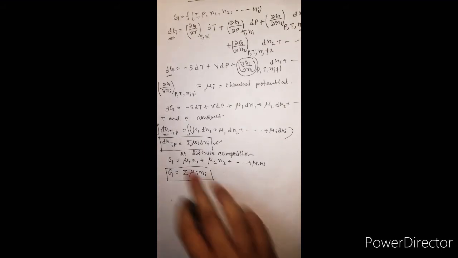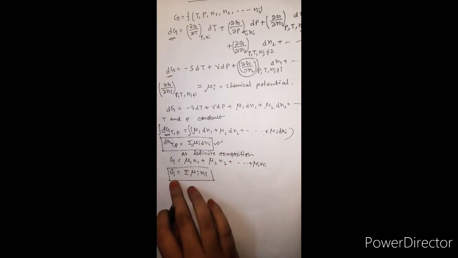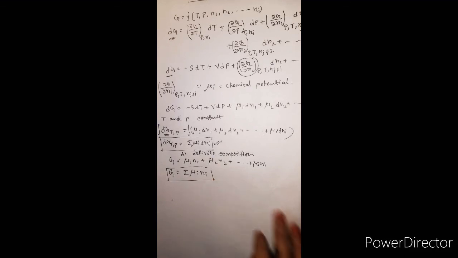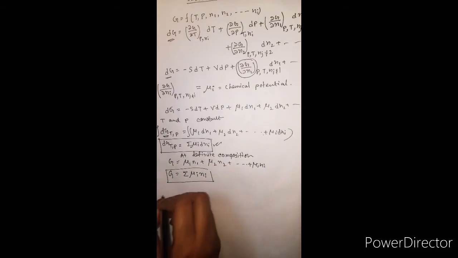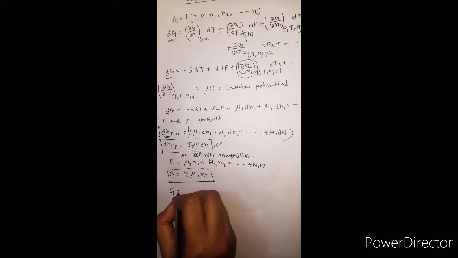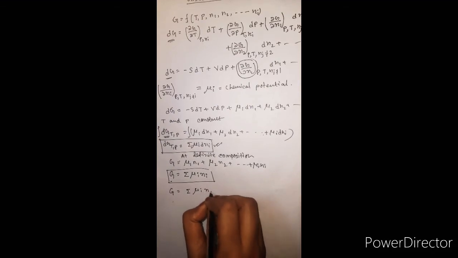There are three forms of the Gibbs-Duhem equation. One form is dG at constant T,P is equal to the summation of mu_i dn_i. Another is G is equal to the summation of mu_i n_i. And there is another form. This means that we are getting G is equal to the summation of mu_i n_i.